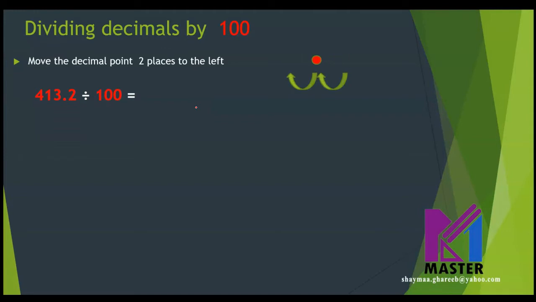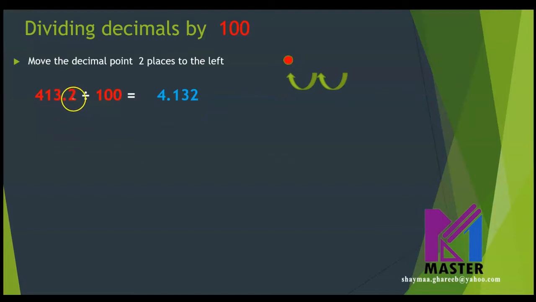2 places to the left. So let's do it here. When I move this decimal point 1, 2, the number will be 4.132.